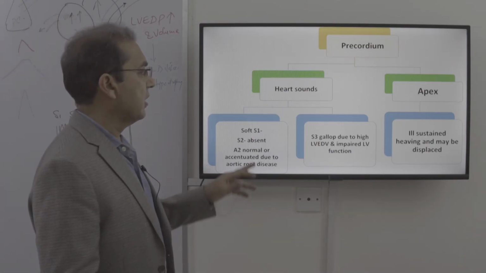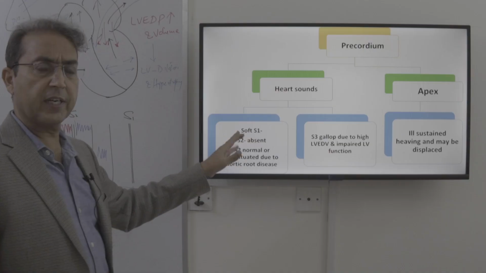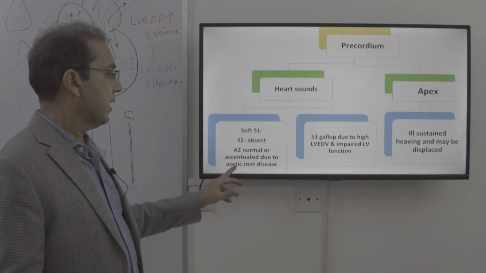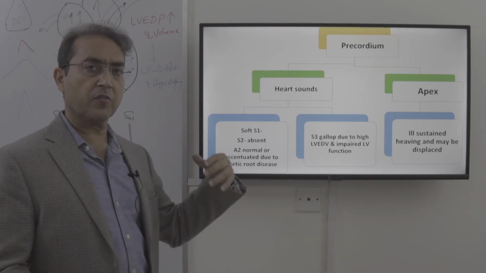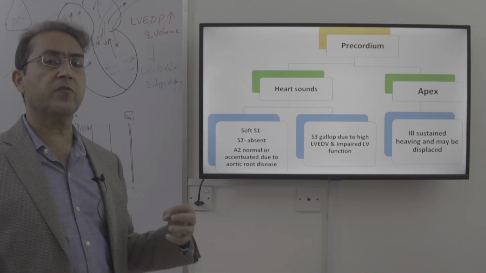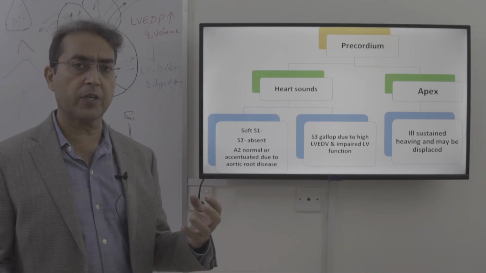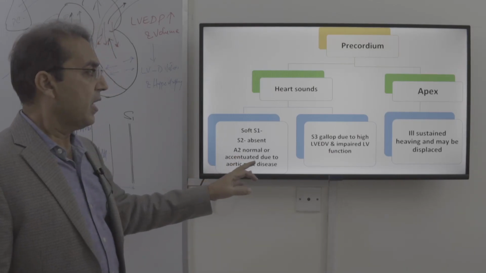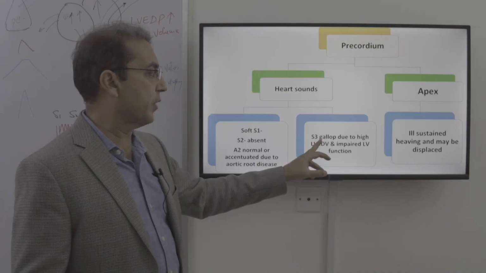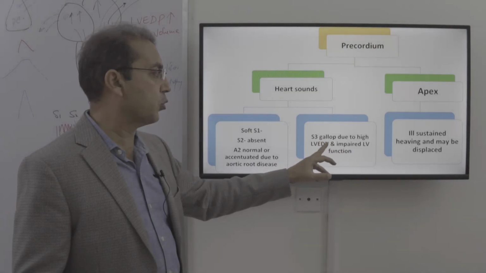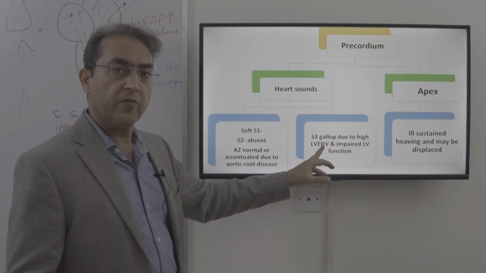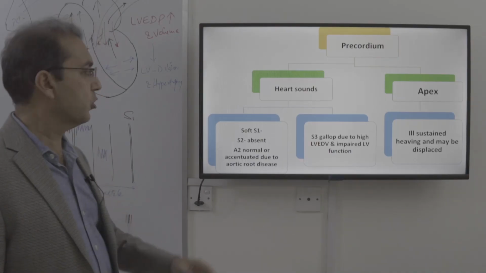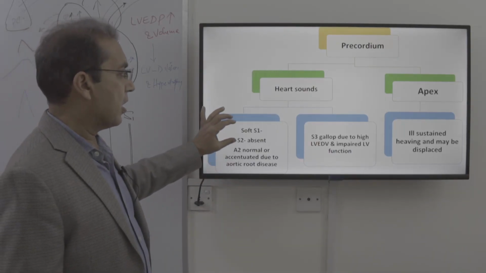You can hear heart sounds. The first heart sound is generally soft. The second heart sound sometimes may not be audible. But if the patient has aortic root disease as a cause of aortic regurgitation, in these patients the second heart sound, that is the aortic component, is normal, and sometimes this may be loud as well. When the patient has a failing heart, you may hear an S3 gallop due to increased left ventricular end diastolic volume and impaired LV function. So you can hear heart sounds like this.